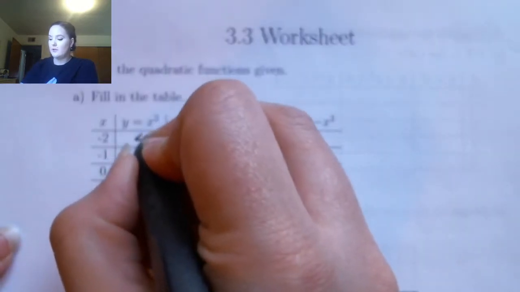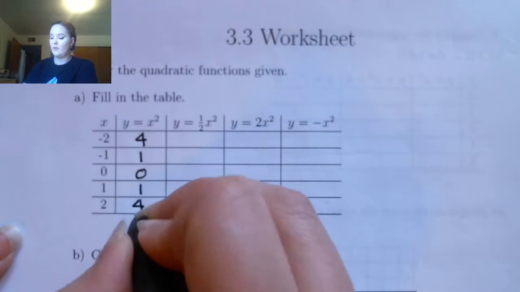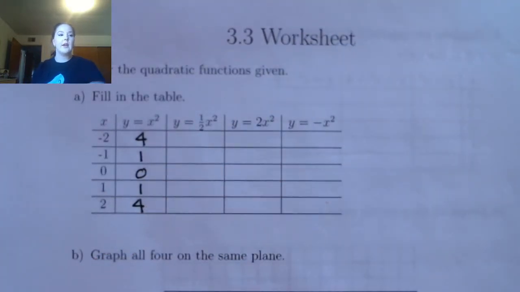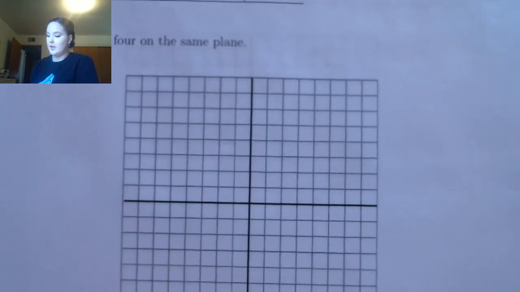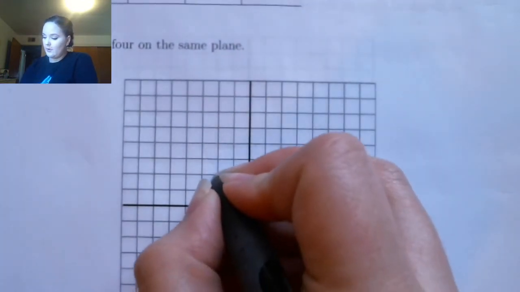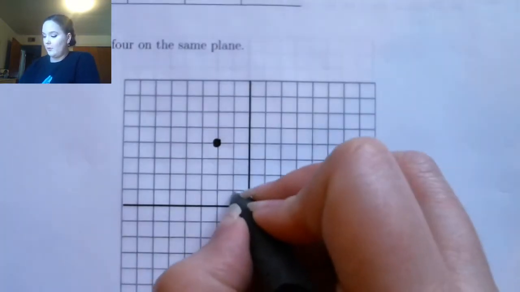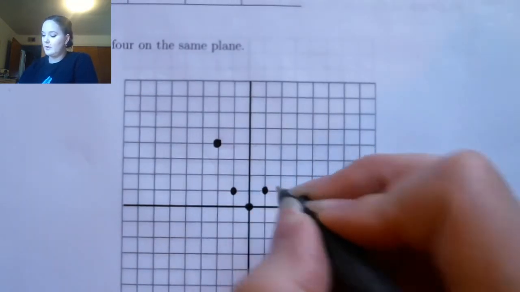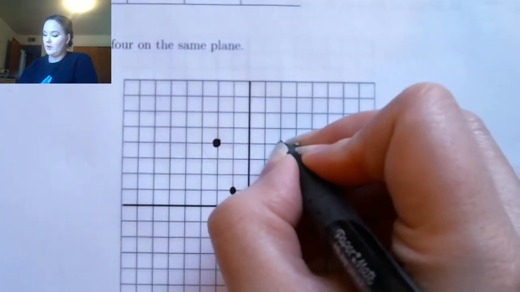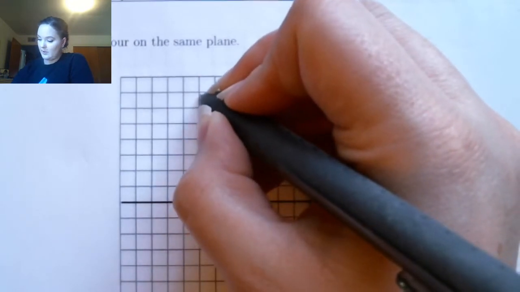So -2 squared is 4, -1 squared is 1, 0 squared is 0, 1 squared is 1, and 2 squared is 4. Then I'm going to do the same thing for the others, but first I'm going to graph this one. I have the point -2, 4, then -1, 1, 0, 0, 1, 1, and 2, 4. I'm going to connect these with a smooth shape.